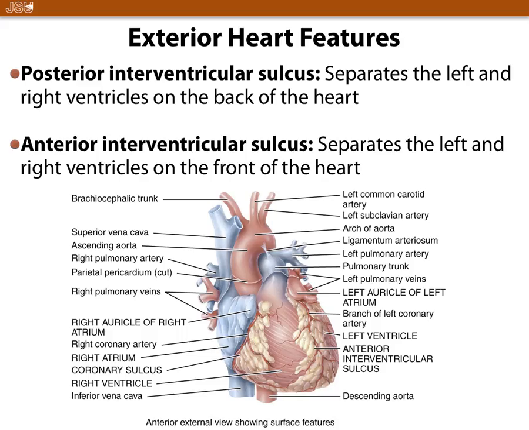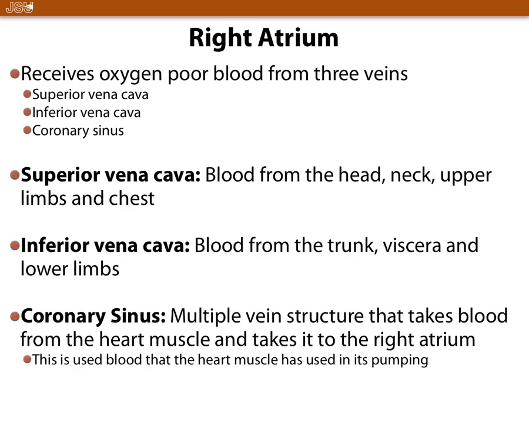Okay, so now what we're going to do is talk about the parts. We have four parts of the heart, right? The right atrium, right ventricle, left atrium, left ventricle. We're going to talk about each one of those chambers. We talked about them somewhat a few minutes ago, but now we're going to talk more in depth about them.